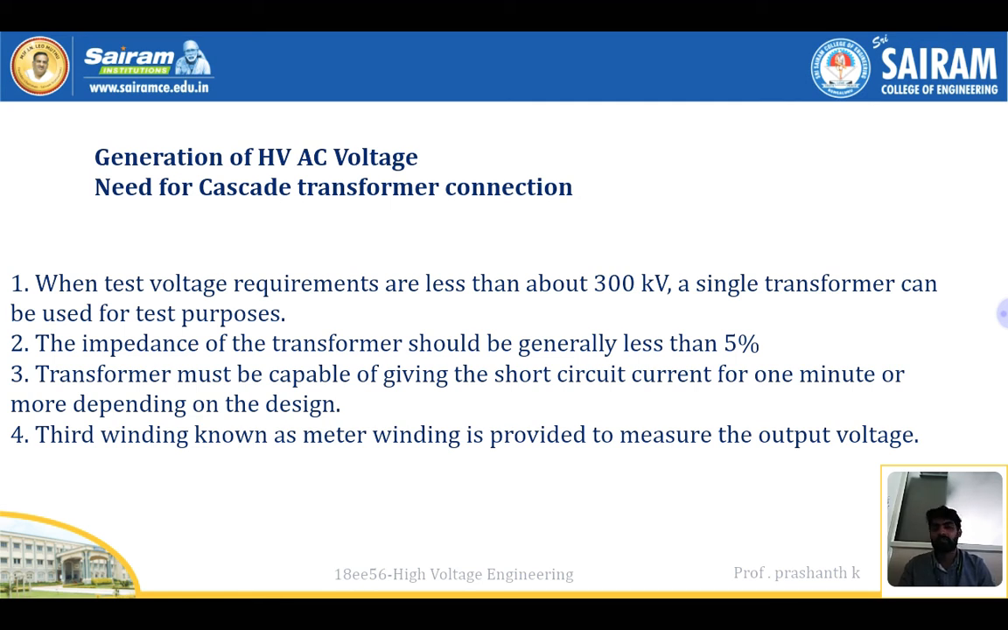By using a cascade transformer, we can increase the voltage or decrease the voltage. When the test voltage required is less than about 300 kilovolts, a single transformer can be used for test purposes.